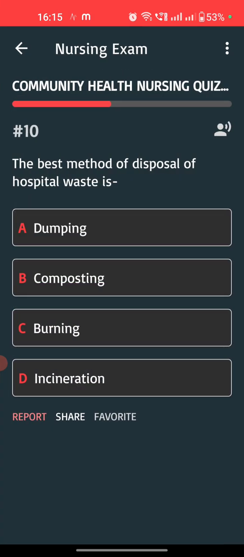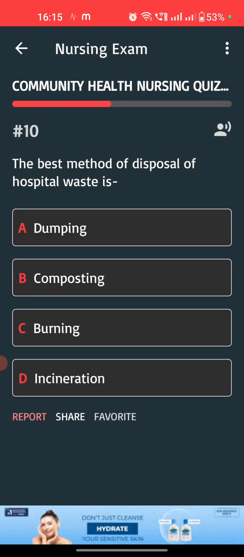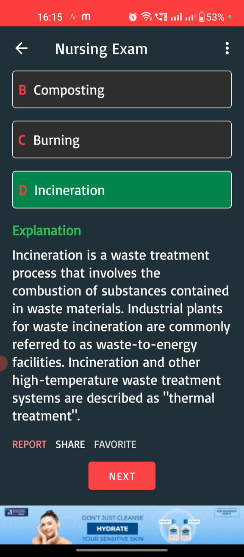The best method of disposal of hospital waste is: A. Dumping. B. Composting. C. Burning. D. Incineration. Correct answer. Incineration is a waste treatment process that involves the combustion of substances contained in waste materials. Industrial plants for waste incineration are commonly referred to as waste-to-energy facilities. Incineration and other high-temperature waste treatment systems are described as thermal treatment.